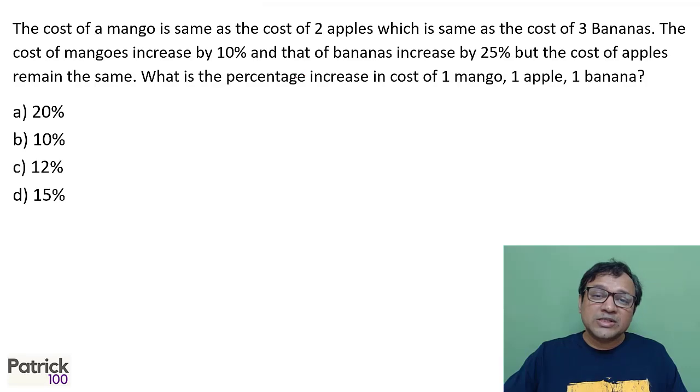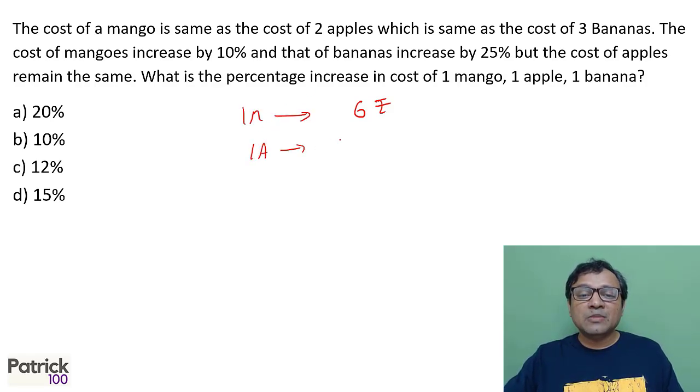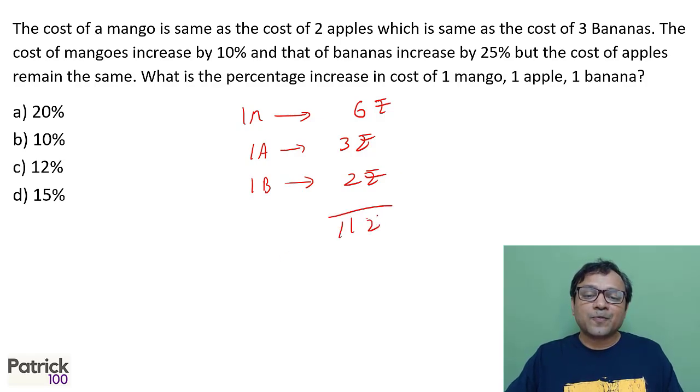The cost of a mango is the same as the cost of 2 apples, which is the same as the cost of 3 bananas. So let's take the LCM and take the common price as 6 rupees. The price of 1 mango is 6 rupees. The price of 2 apples is 6 rupees, so 1 apple will be 3 rupees. The price of 3 bananas is 6 rupees, so 1 banana will be 2 rupees. So the total price is 11 rupees.